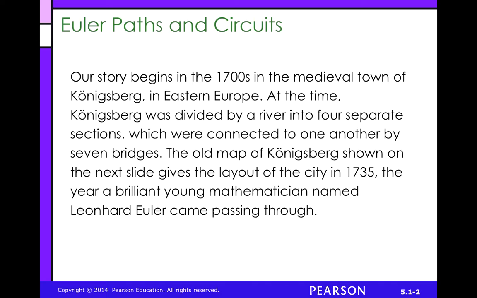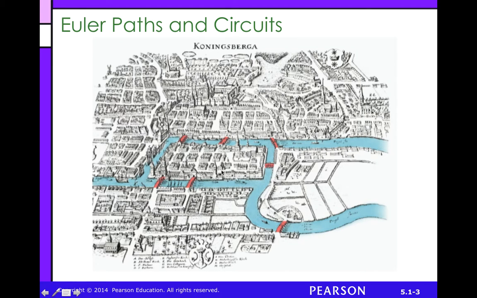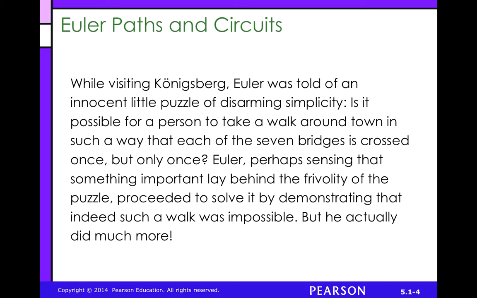So the story of graph theory begins in the 1700s in Königsberg in Eastern Europe. At the time, Königsberg was divided by a river into 4 separate sections, and they were connected to one another by 7 bridges. So let's just take a look at this. This is a map of Königsberg. Here are the 7 bridges. So let's count: 3, 6, 7. Okay. So the 7 bridges connecting the 4 different land masses.